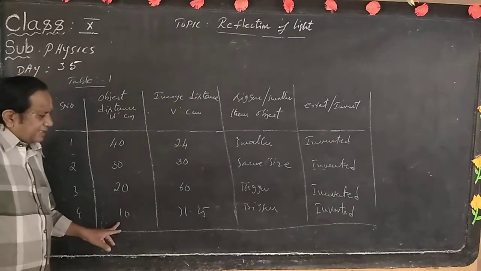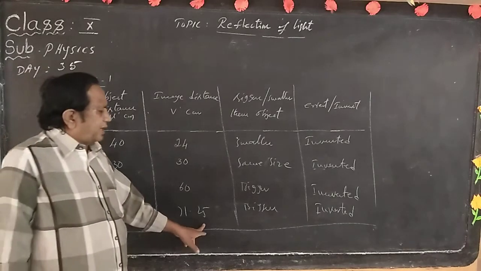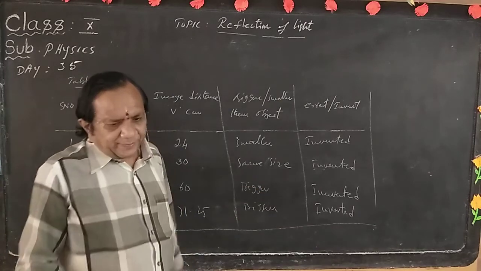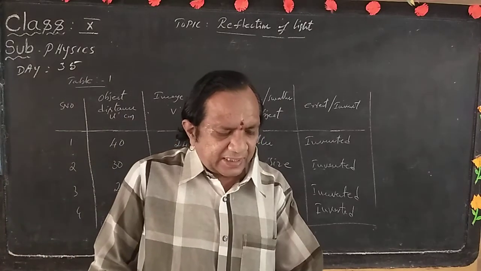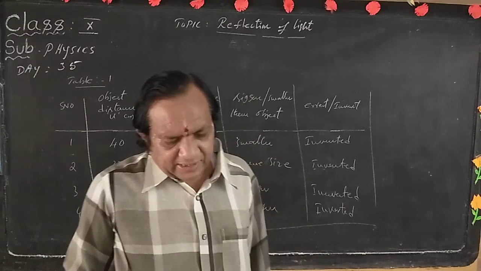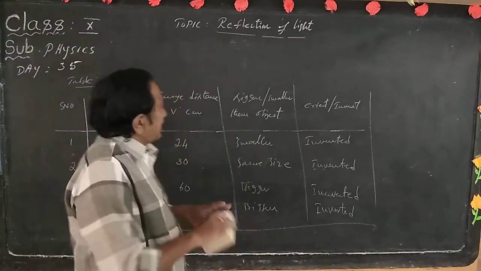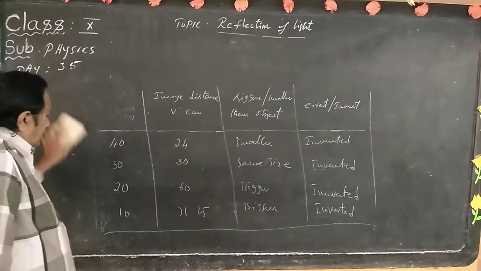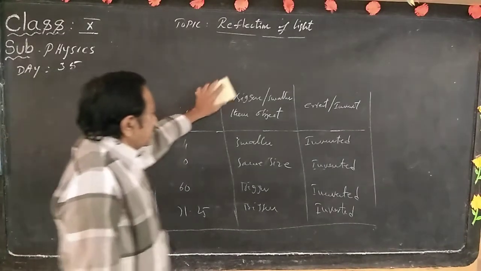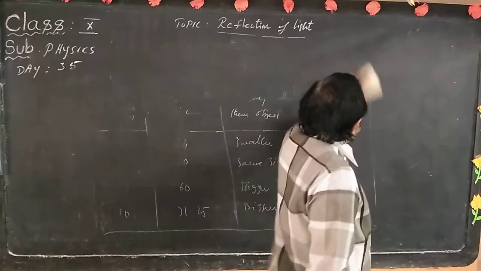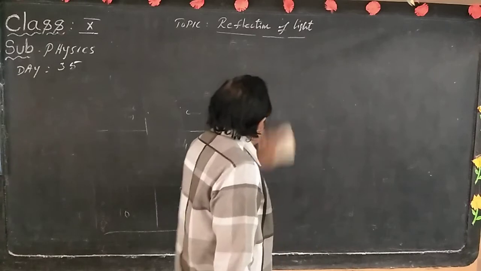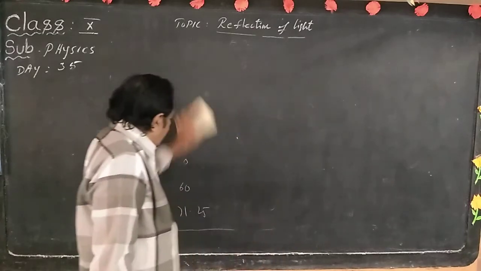Next, at 10 centimeters, it is 71.25, it is also bigger and in an inverted position. Okay, this is one of the tables, considering the different positions. Similarly, we take object distances such as at the pole and between the pole and focus, to be considered, where the images will be formed and what kind of images we have observed. That also has to be shown in another table.